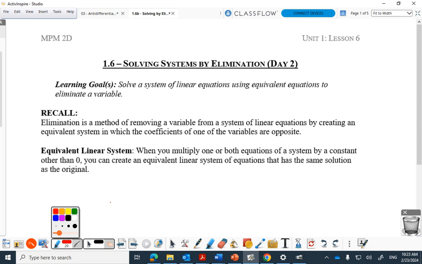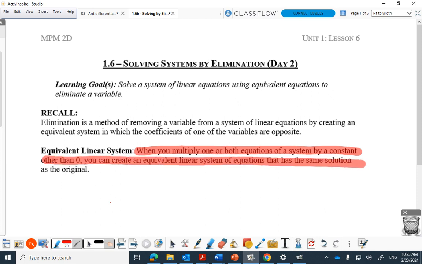Here comes the red highlighter. Red for this is vital. When you multiply one or both equations by a constant other than 0, don't use 0. 0 doesn't accomplish anything. It just makes everything 0. You create an equivalent linear system that has the same solutions. Whoa. This gives you permission to multiply the 2 equations by any number you want except 0. Go ahead, multiply it by 5 if you want, multiply it by 2. You'll end up getting the same answers.